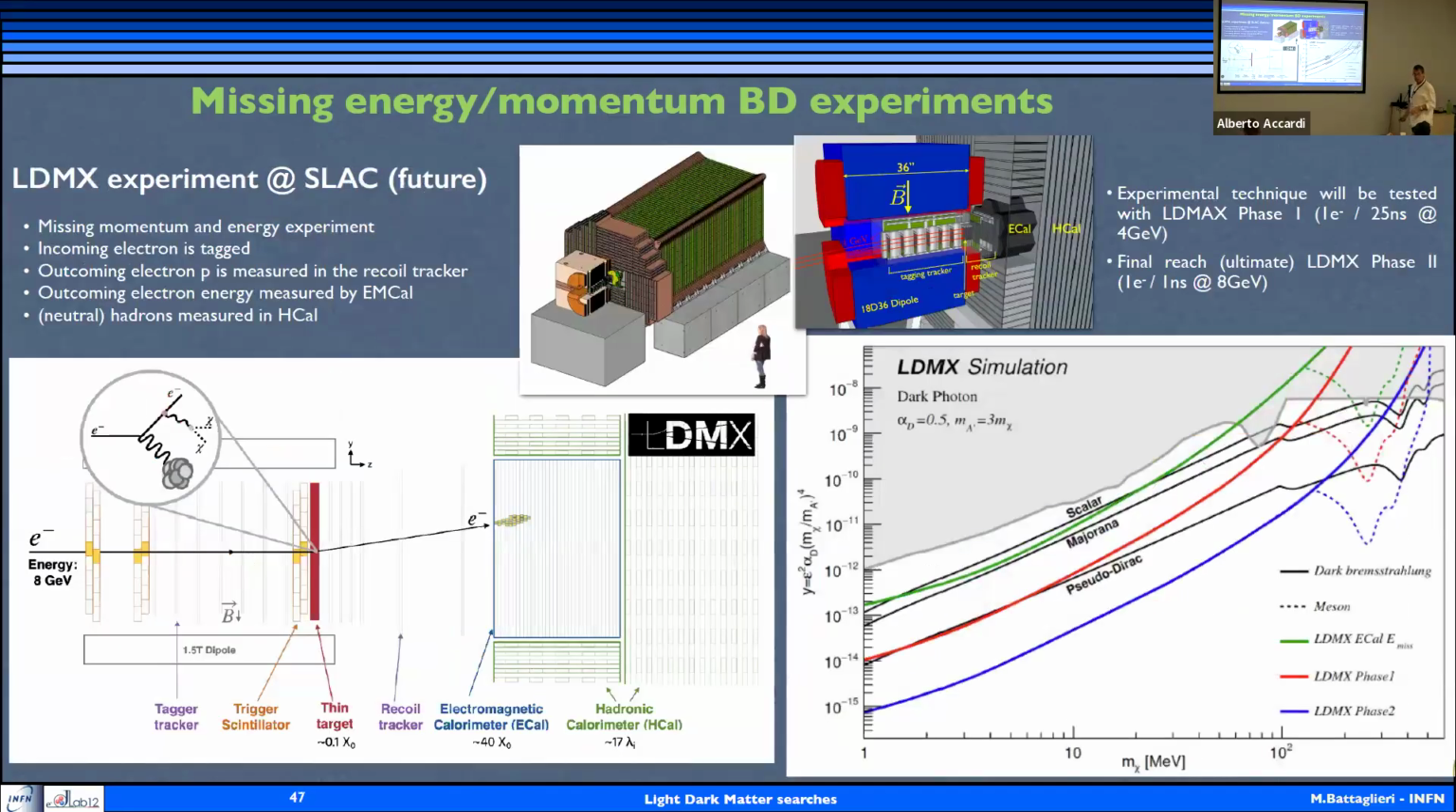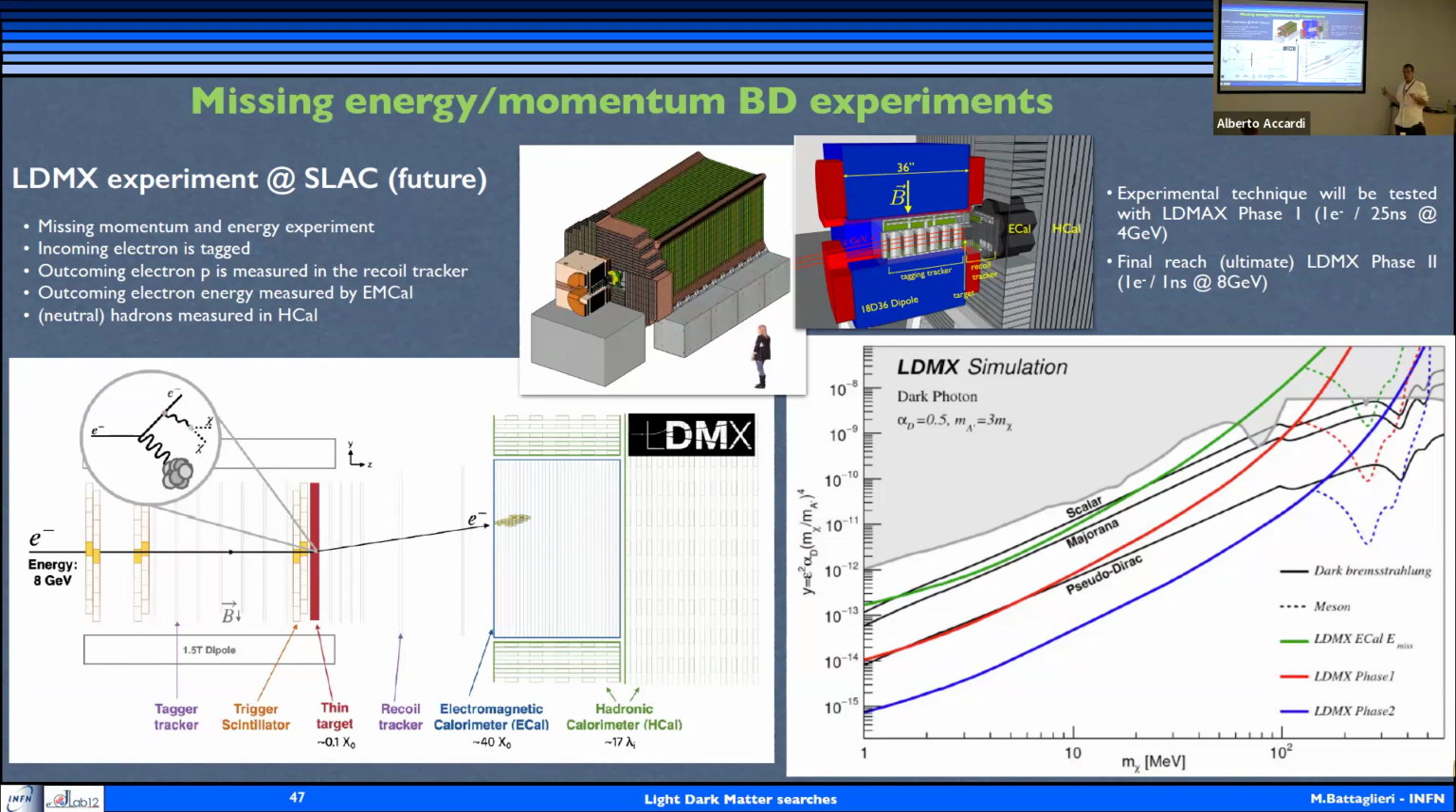LDMX will be the leading experiment at SLAC in the future. It's already funded by DOE, but will run in the next years. Exactly the same idea. On top of missing energy, you also have a missing momentum that gives you more strength and more information. You can constrain not only that you are missing some energy, but also that you are expecting a particle in a certain direction. I don't see it. Maybe I'm really producing something that flies away. This is the idea. And again, they show that they can fully cover the thermal target.